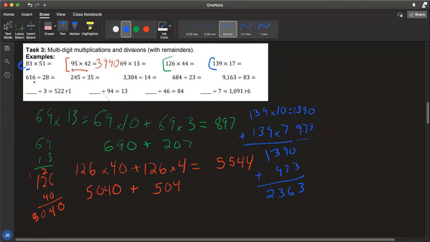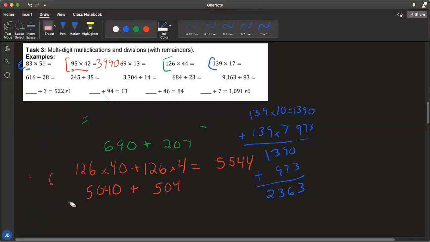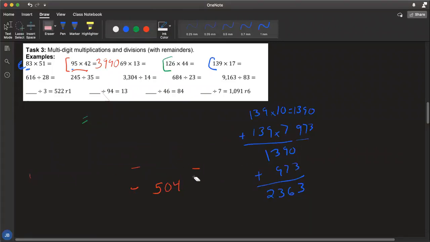Hannah, you want the next one? Yeah. Go ahead. So what I did is I just did 616 divided by 28, and I got 22. And you got 22. So it went in evenly. Perfect. So we just did 616 divided by 28, and you got 22, correct? Yeah. Awesome.